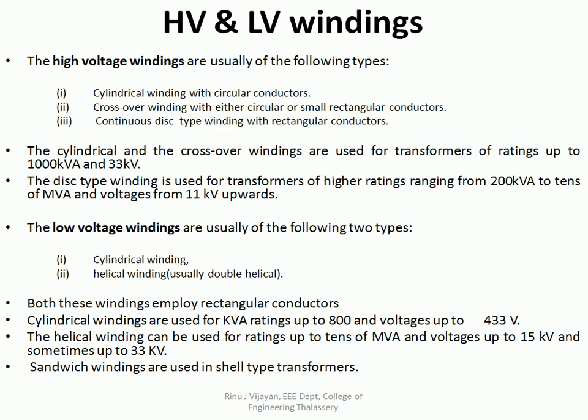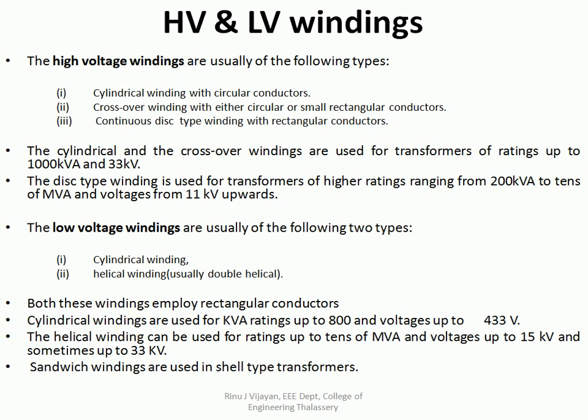Now let's see the selection of different types of windings in a transformer. Usually the high voltage windings are provided with cylindrical, crossover or continuous disc type winding. And in the case of low voltage windings, we will be providing either cylindrical winding or helical winding. You don't have to study about them in detail, you just need to know about them. For all voltage ratings we will be using this type of windings, that is also given here. Similarly, these types of windings are used for different ratings, that is also mentioned here. Just need to know about them, that's all.